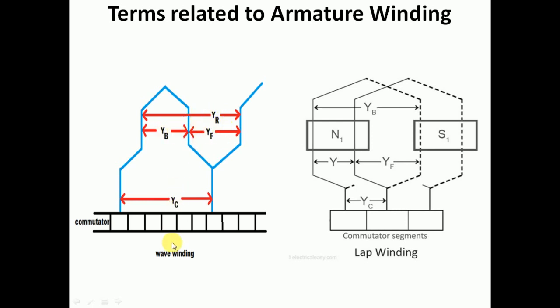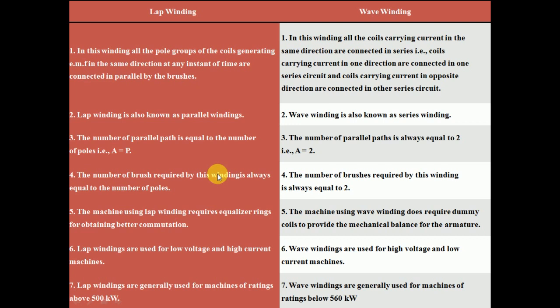Third distinguishing feature, you can identify from this diagram the relation between the resultant pitch, back pitch and front pitch. In the case of wave winding, the resultant pitch is the sum of back pitch and front pitch. Whereas in the case of lap winding, the resultant pitch is the difference between back pitch and front pitch. This is actually YR, and this YR is the difference between YB and YF. Lap winding is also known as parallel winding, whereas wave winding is known as series winding.